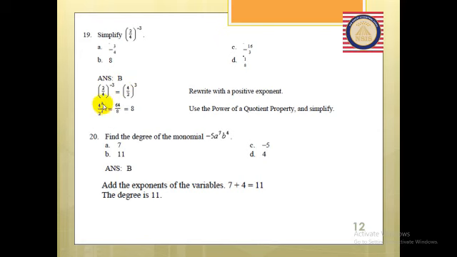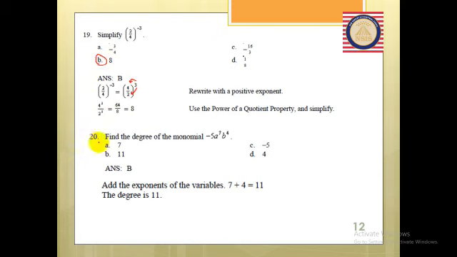So it's 4 to the power of 3 over 2 to the power of 3. Give the power 3 to the numerator and to the denominator. 4 to the power of 3 is 64. 2 to the power of 3 is 8. Divide, it will give you 8, which is B.